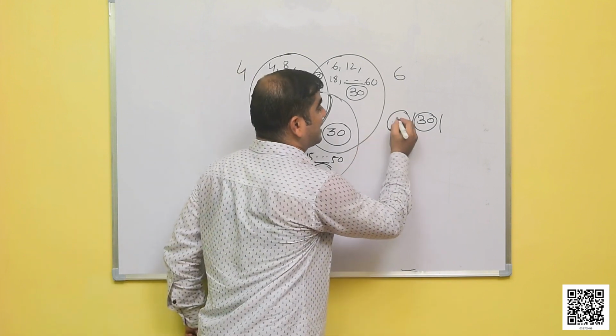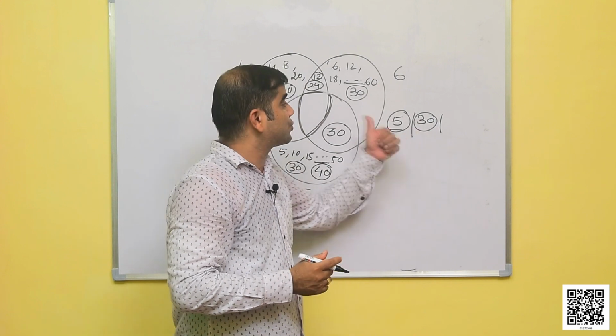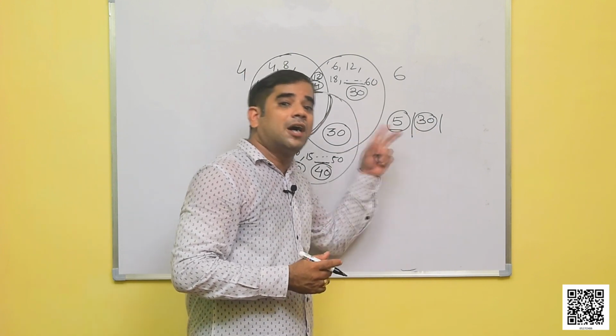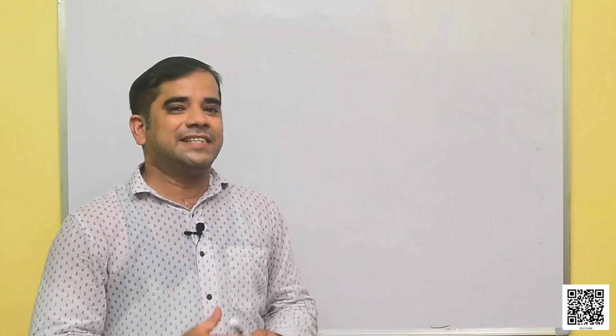In the same way I can divide 30 by 5. So 5 is also a factor of 30. So 6 and 5 are factors of 30, and 30 is a common multiple of 5 and 6. Got it? Let's do a puzzle of tamarind seeds.